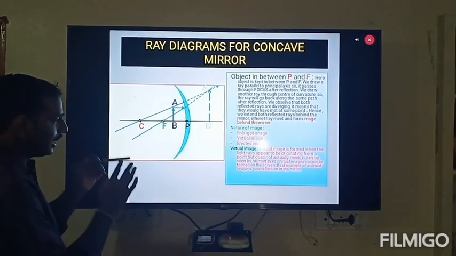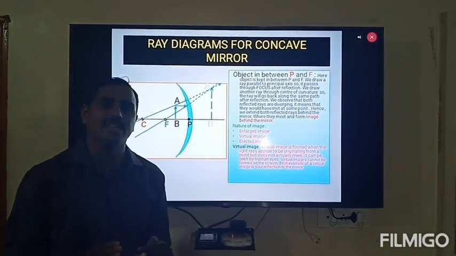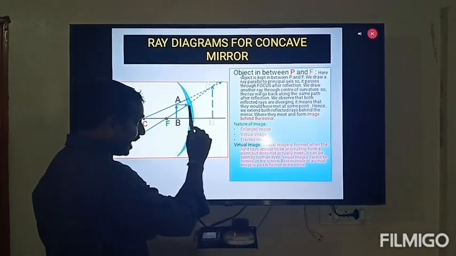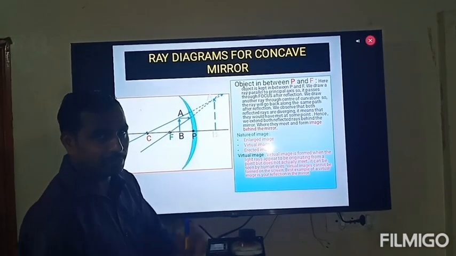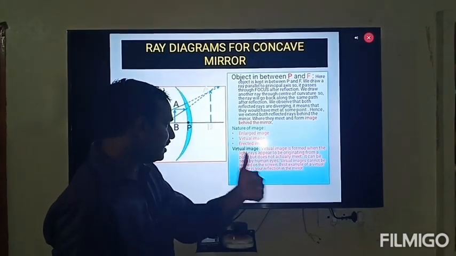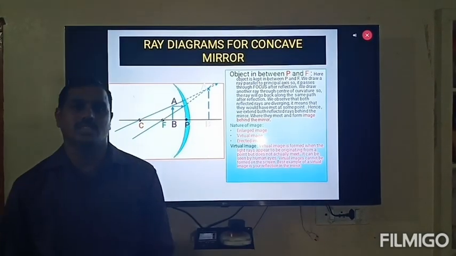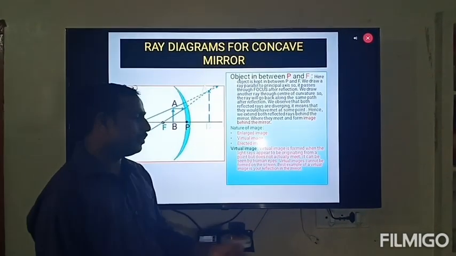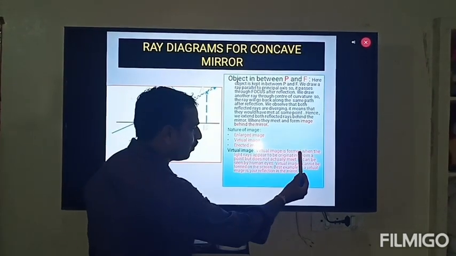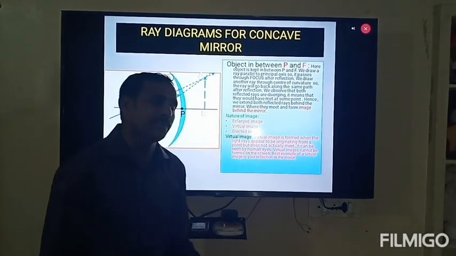But at this particular point we don't see any image on the screen. We observe the image inside the mirror, or behind the mirror. If an image is formed inside the mirror, we call it a virtual image. How is a virtual image formed? Here it is clearly given that a virtual image is formed when the light rays appear to be originating from a point.